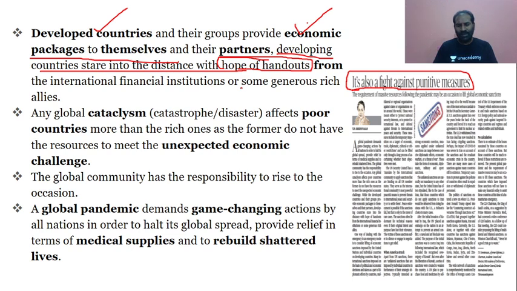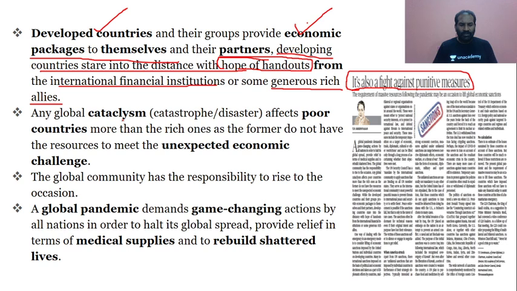Please understand my point: the developing countries at this juncture are waiting with a hope that the developed countries would forward some kind of relief to the developing countries in the form of an economic package, or from the international financial institutions, or from some generous rich allies, that is the friends of the developing countries. But what is actually happening is not that.